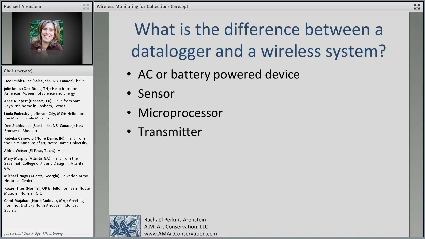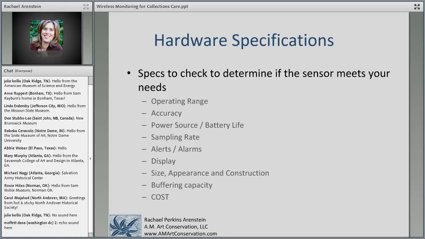I know that everyone wants to get to the products, but the products keep changing, and they'll continue to change frequently. So I think this information is really important in being able to evaluate any system from one that's out now to the next hot thing that will come out a year from now. So some of the hardware specifications that you'll want to look into, no matter what logger or wireless monitoring system you're using, are going to include these parameters here.